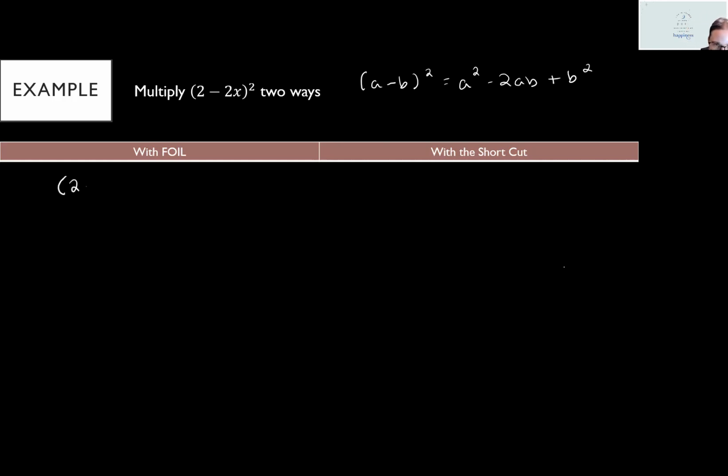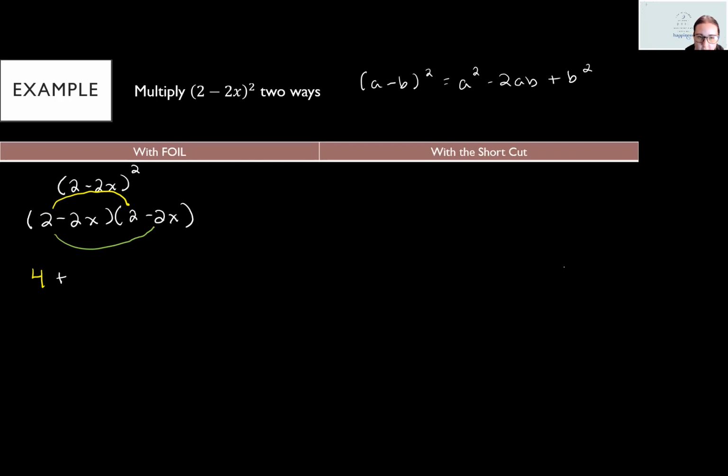So when you have 2 minus 2x squared, to FOIL it out, you need to actually write it twice. That's what that exponent means. So we're going to write it as 2 minus 2x times 2 minus 2x. So first, 2 times 2 is 4. And then outside, 2 times negative 2x.